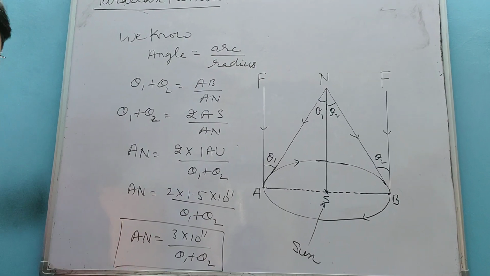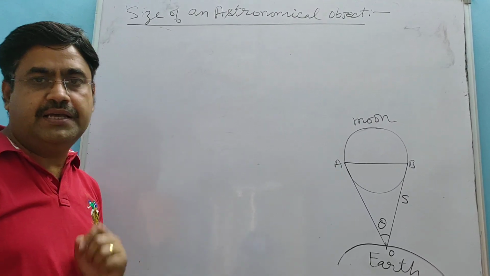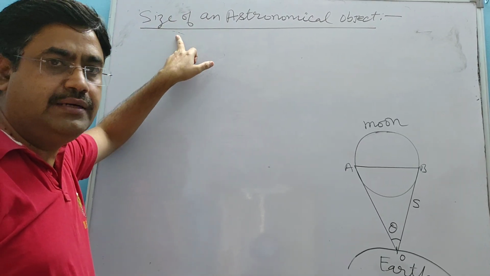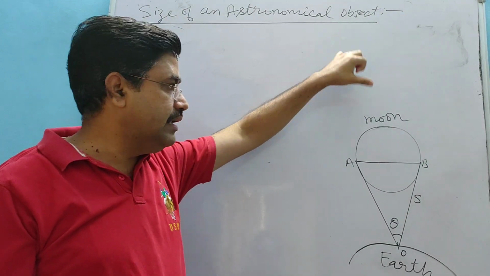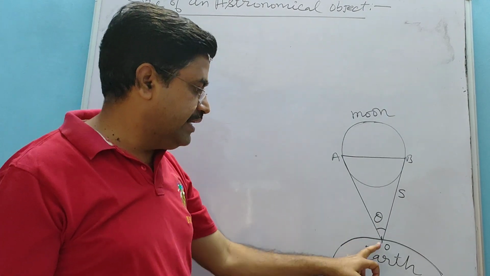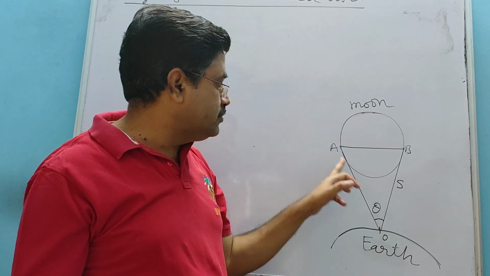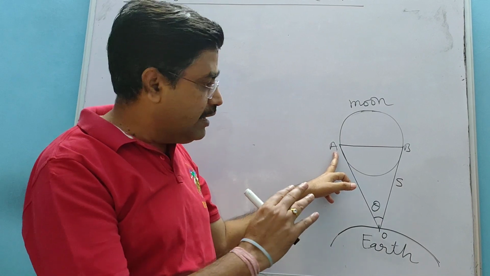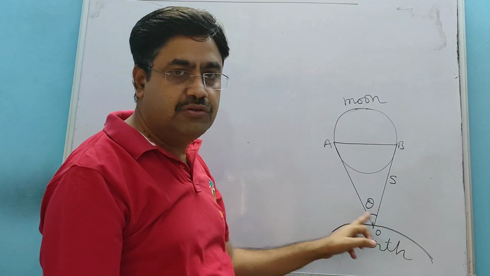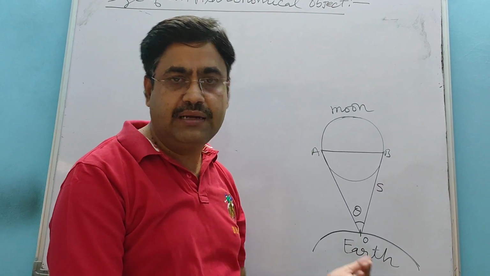Clear to everybody? Now we are discussing an application of the parallax method. That is, using the parallax method we can also find the size of an astronomical object like the moon, and it is very simple. For it we take an observation point on Earth. It is a moon. First we point the telescope towards point A, and then we take its diametrically opposite point B. So definitely there is an angle theta. So we can measure it, okay, with the help of an astronomical telescope.